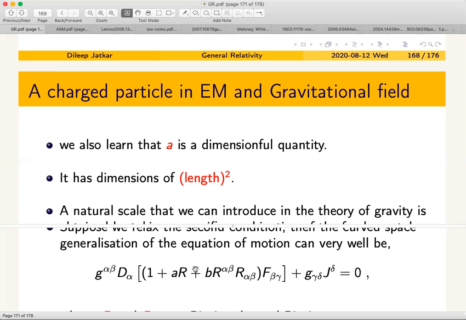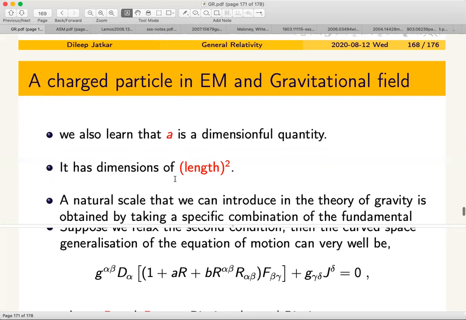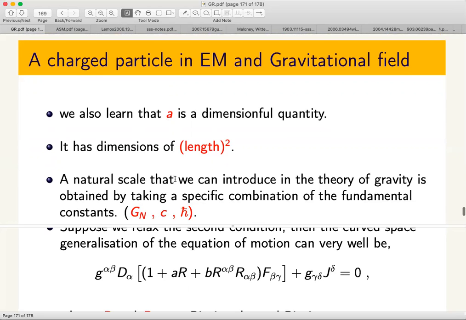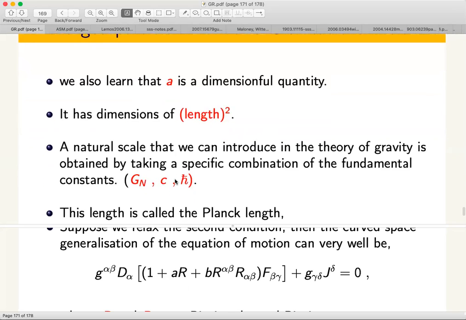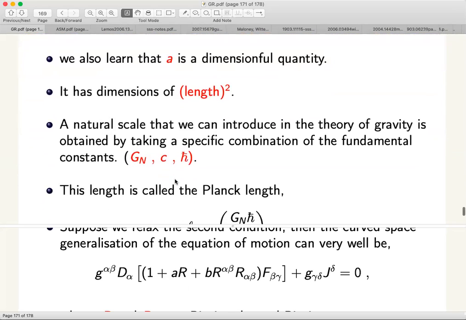So although this quantity is dimensionless, A is just a parameter in the equation, and therefore you need to ask the question, what is the scale of curvature that is relevant and that is hopefully measurable in an experiment. Okay, so this brings us to what are called natural units and natural scales and stuff like that.